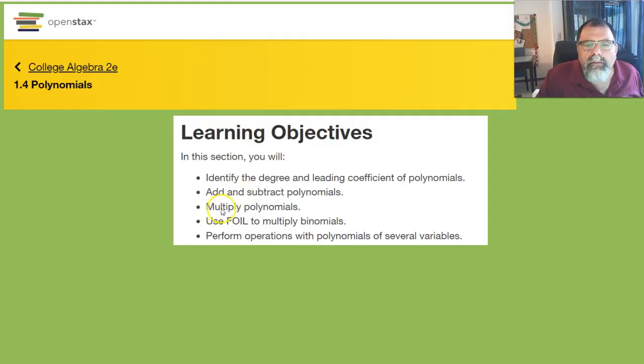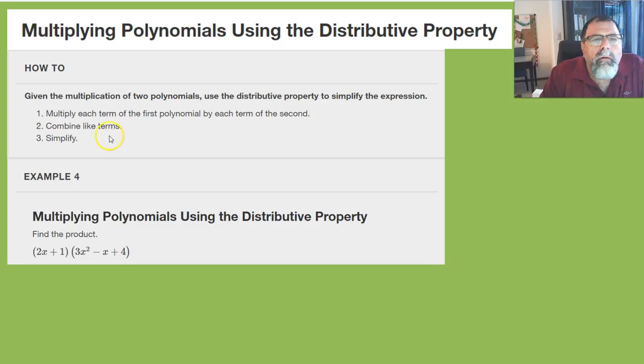Okay, on to the next learning objective, multiplying polynomials using the distributive property. So given the multiplication of two polynomials, use the distributive property to simplify the expression. So basically what you're going to do is take each term of the first polynomial and multiply it by each term of the second polynomial. Then you're going to combine your like terms and simplify.